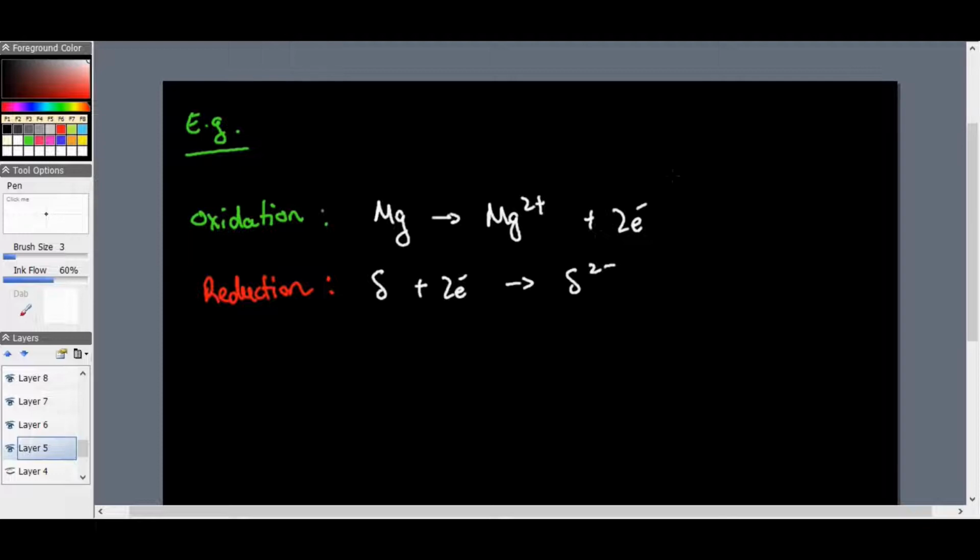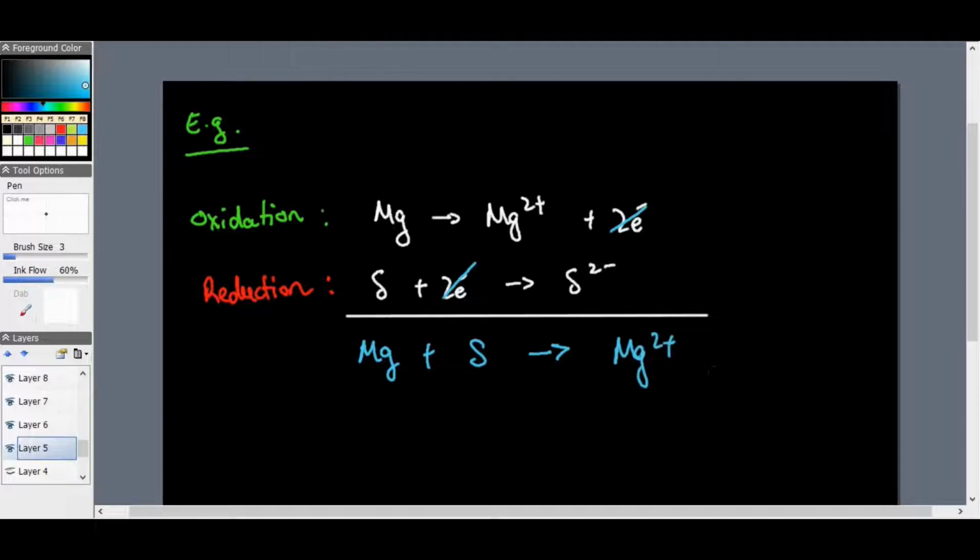Now the definition previously. For the first reaction, let's put this in one entire net reaction. If we do that, these electrons will cancel out. We'll have Mg plus sulfur on the left hand side, which will give me Mg2+ and S2-.